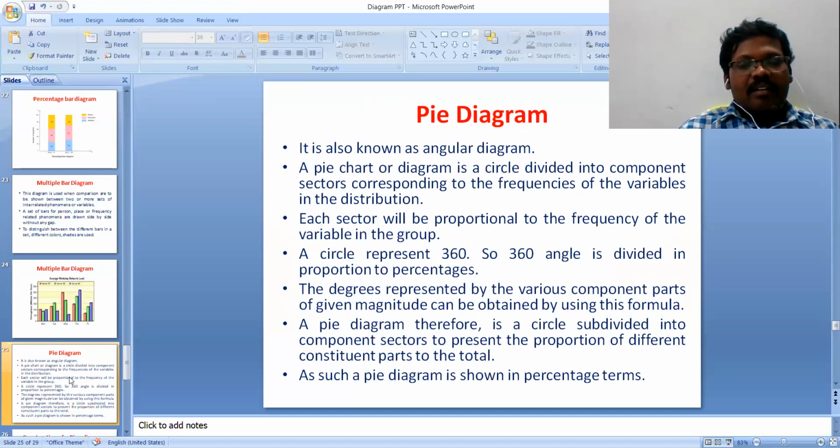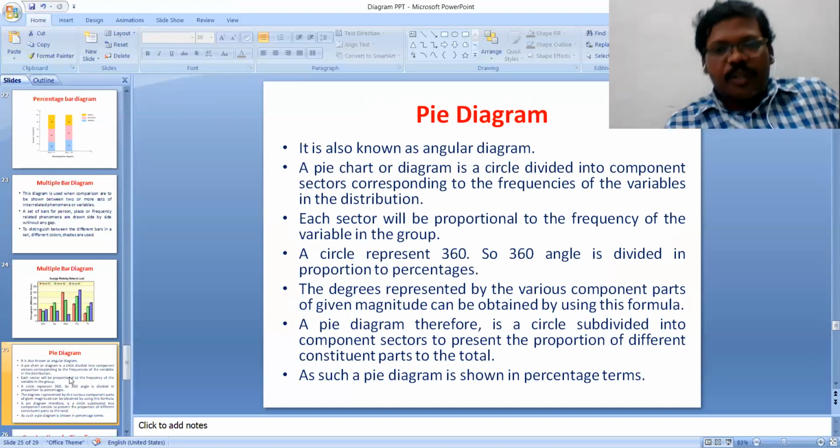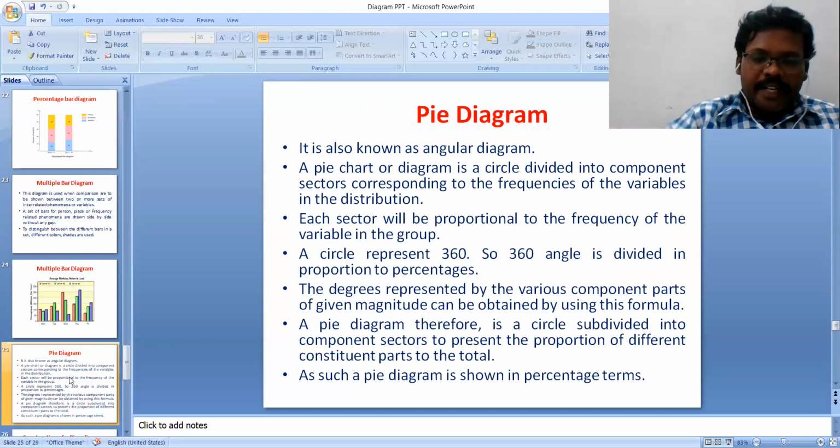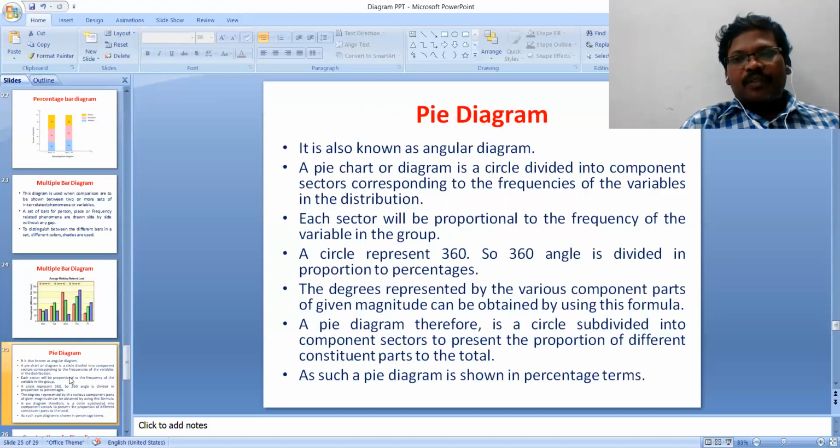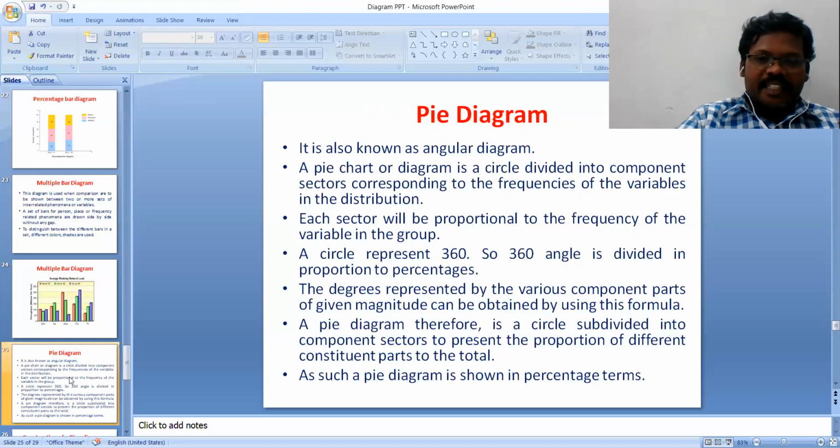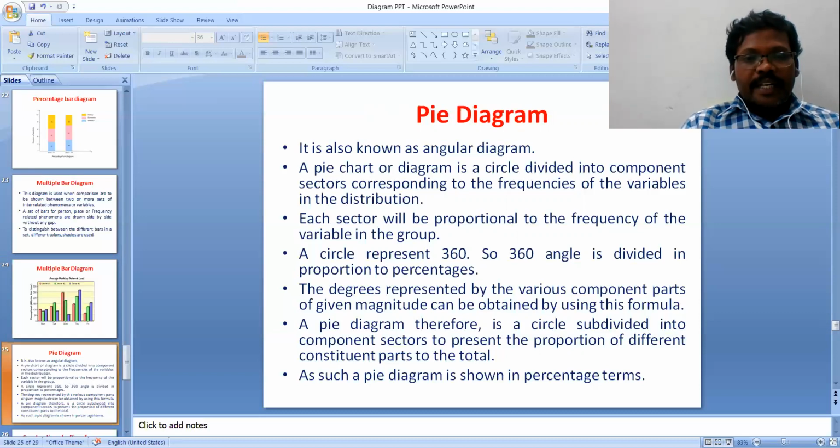A pie chart or diagram is a circle divided into different component sectors corresponding to the frequencies of the variables in that distribution. Based on the availability of the distribution, we divide it into subcomponents. So out of the total population, if 50% of people have the same character, that is 180 degrees of area, and like that we divide it. A circle represents 360 degrees.